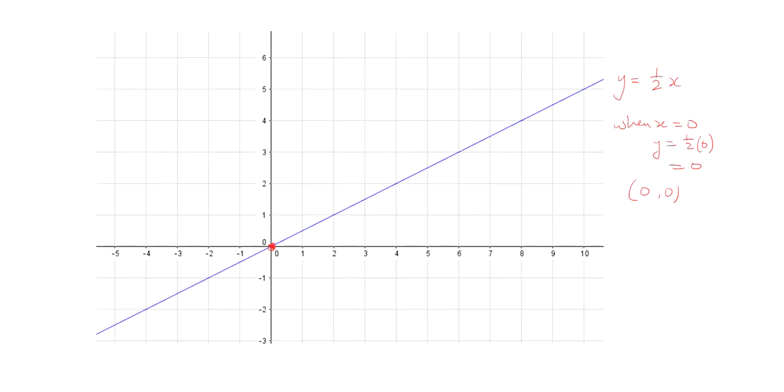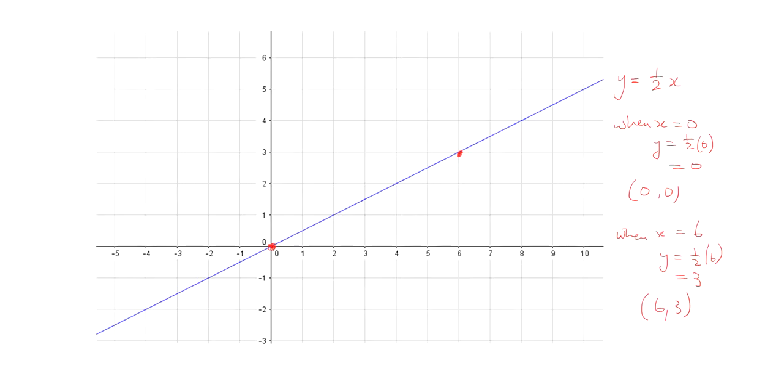Then we can choose another point when X is equal to, let's say, 6. Then Y would be equal to a half of 6, which is equal to 3. So therefore this point will be (6, 3). So if we plot that point, that will be here. And we draw our straight line through these points, and this is Y is equal to a half X.